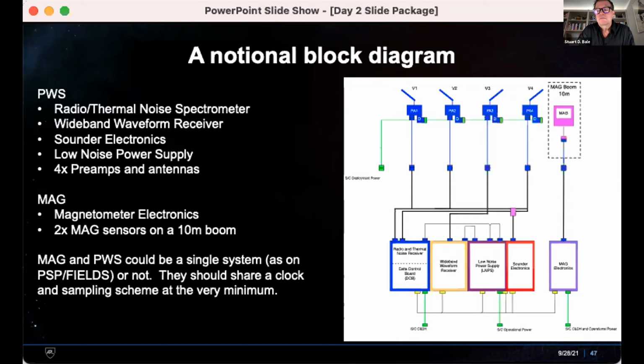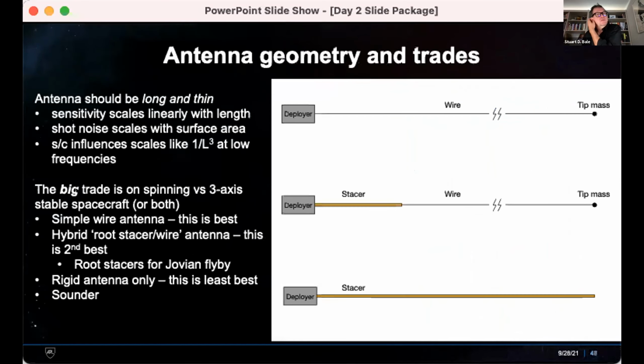It would be ridiculous to have the PWS operating at 1 sample every 3 seconds and the MAG operating at 1 sample every pi seconds or something like that. So that's a simple thing too. Okay, next is the geometry of the booms. This is important. And the big trade here is on spinning versus 3-axis stable.